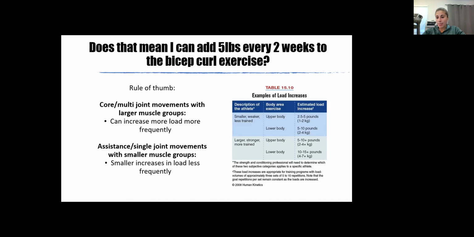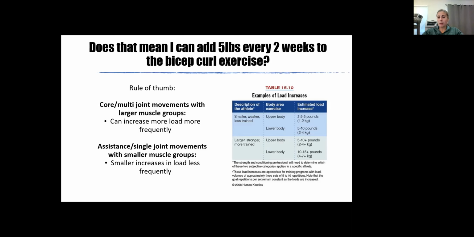Okay. And then for someone who might be more trained, more well-conditioned, larger size, we might see more ability to increase weight. So instead of a 5 to 10 pound increase for lower body, we're going to see like a 10 to 15 pound increase possible. And for upper body, like 5 to 10 pound increase each time. And again, for someone who's more advanced, it might be harder to increase load as frequently than someone who is a beginner. That's something to think about, right?